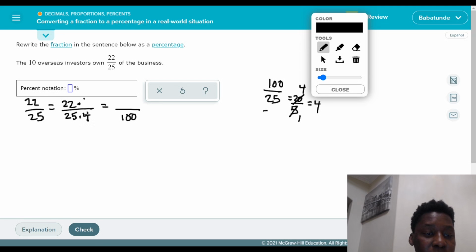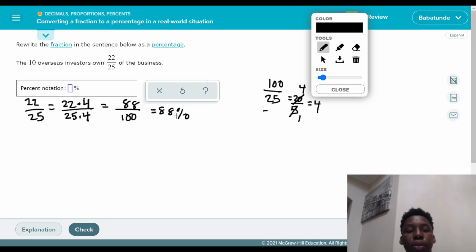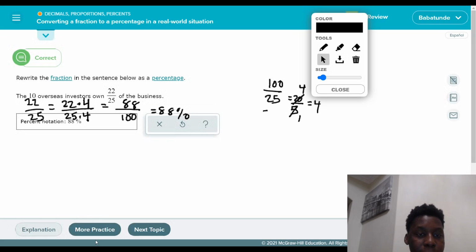So this is 25 times 4, and then 22 times 4. 22 times 4 equals 88, so this is 88 over 100. Since it's already over 100, automatically it's a percent. So this equals 88%. Let me put that in percent. Check.